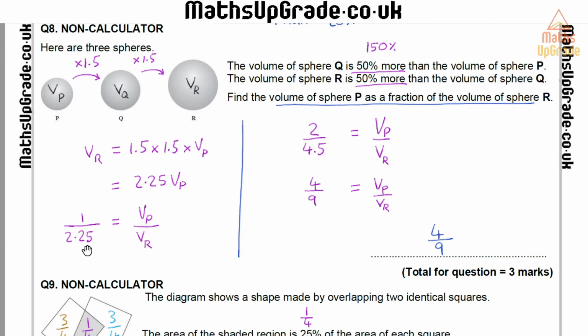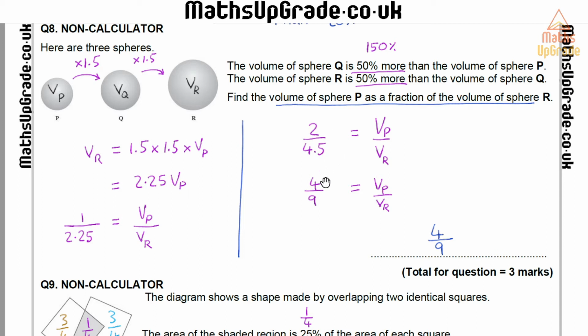Now, what is 1 divided by 2.25? I need to basically neaten up this fraction. To neaten up this fraction, I'm going to double the top and double the bottom. That gives me 2 over 4.5. That's still not very neat. It's still written with decimals in there. So again, I'm just going to double the top and double the bottom.